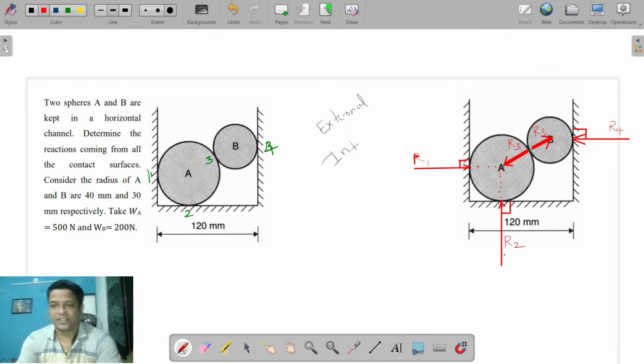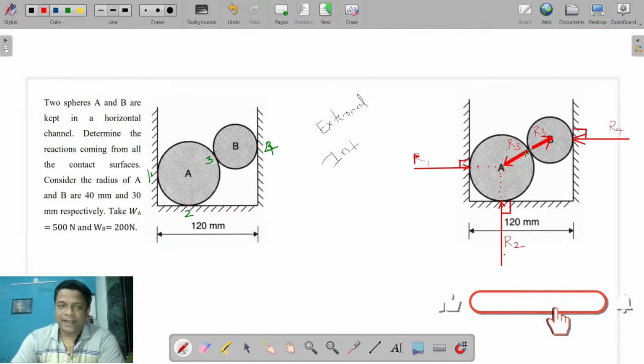So these are the internal reactions. This R3 and R3 are equal in magnitude but opposite in direction, so they balance each other. That's why they maintain equilibrium. So what is equilibrium? The resultant force and the resultant moment acting on an object are zero. Then only we call that object to be in equilibrium. So here we have drawn the forces acting on this body.